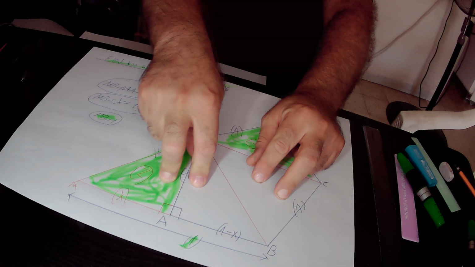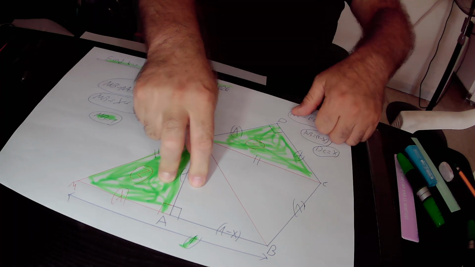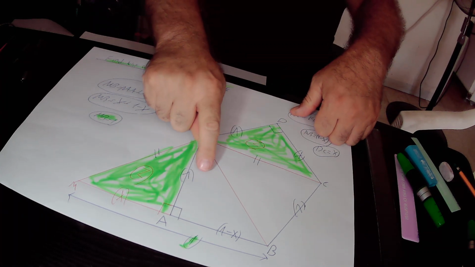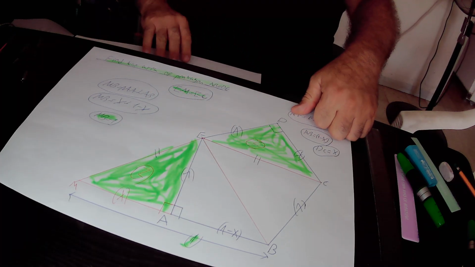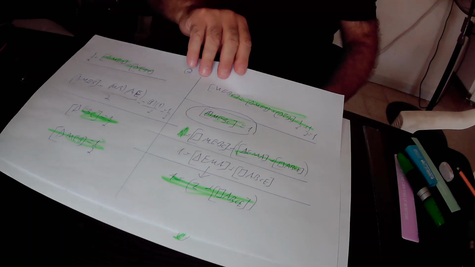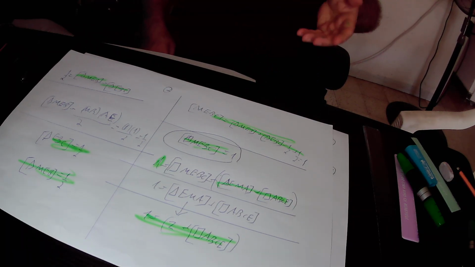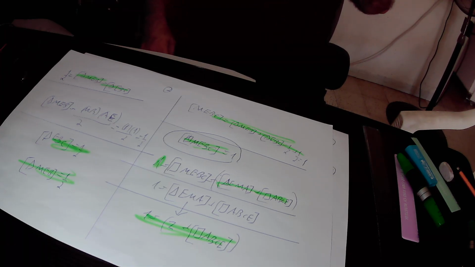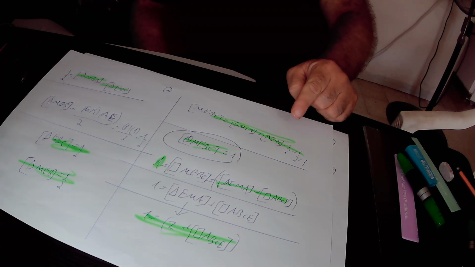Those two shapes are triangle MEB and triangle EBC. And therefore, the area of quadrilateral EMBC must be equal to the area of triangle MEB plus the area of triangle EBC. The area of the big quadrilateral must be equal to the sum of the areas of the two shapes that it consists of. It consists only of two shapes: triangle MEB and triangle EBC.